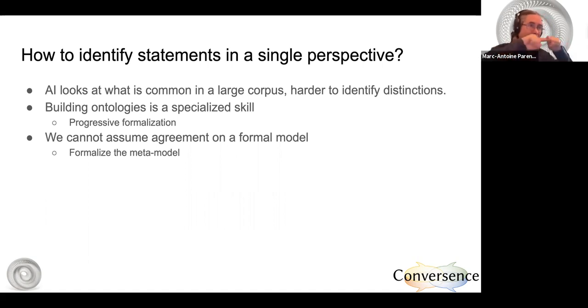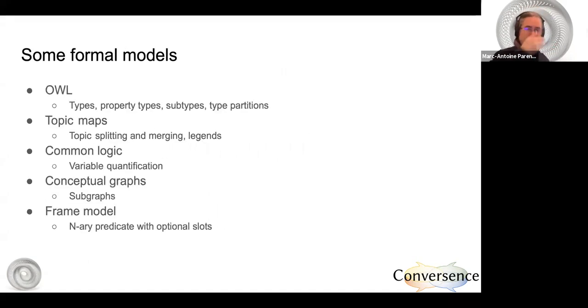And the point is, what are the links between statements? And that's what I mean by formalize the meta model. So this is what I'm trying to identify. What are the key entities, the key relations between statements that allow me to have this conversation about, are we saying the same thing?